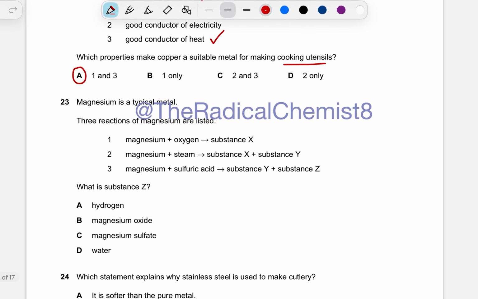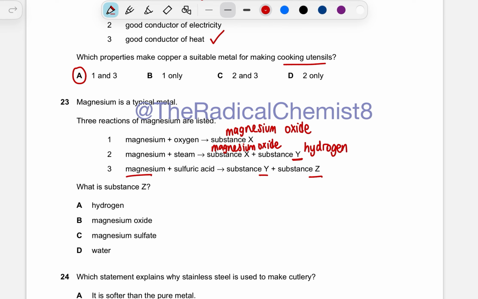Magnesium is a typical metal. 3 reactions of magnesium are listed. So you have the first one, magnesium plus oxygen. This makes magnesium oxide. Next, we've got magnesium plus steam. You form again magnesium oxide and a new substance Y. And then finally, magnesium and sulfuric acid makes same substance Y and a substance Z. So in this case, we've got to find out what Y and Z are. So magnesium and steam will form magnesium oxide and hydrogen.